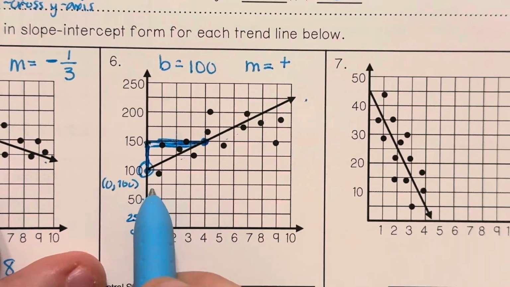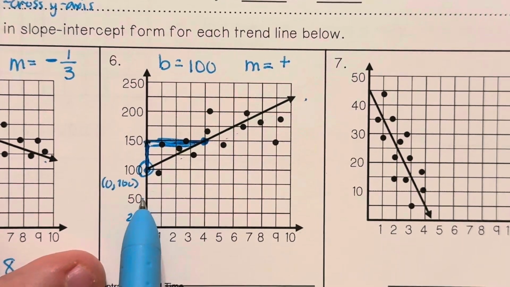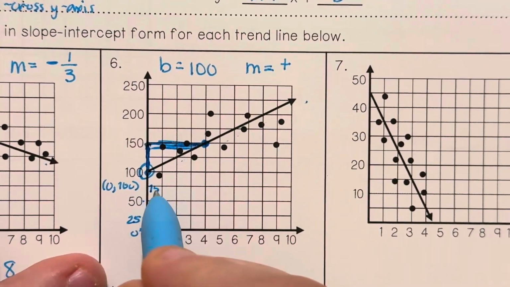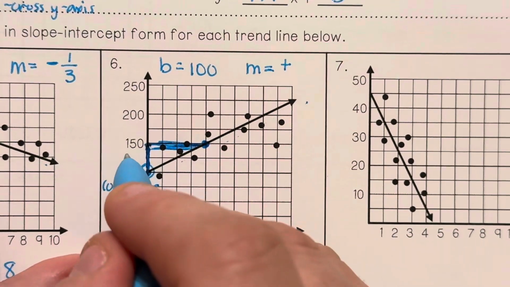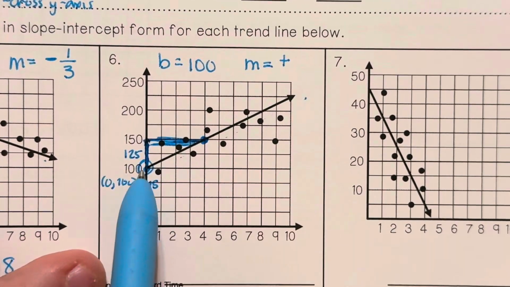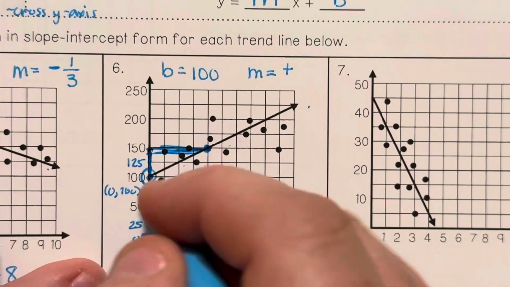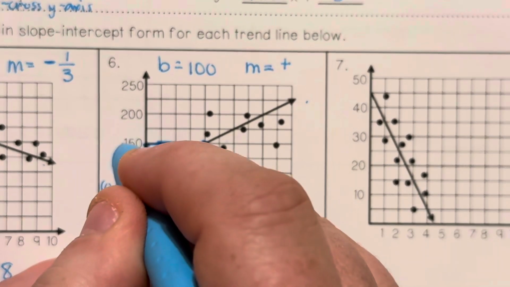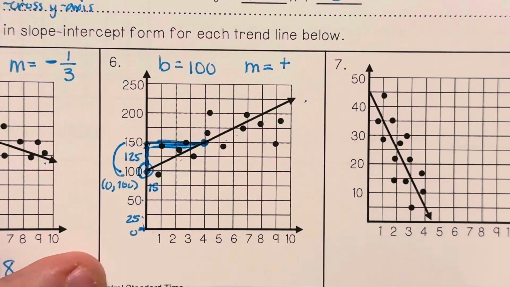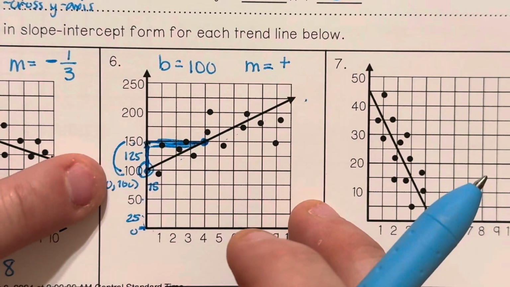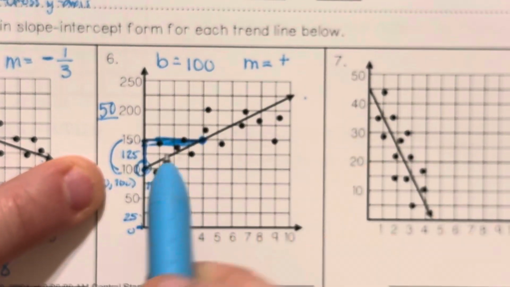So every block is worth 25. So if I have 0, 25, 50, that makes this one 75. 100, 125, 150. Okay? So now I'm looking. I rose from here to here. I went from 100 to 50. So how much did I rise? Right? Good. My rise was 50.